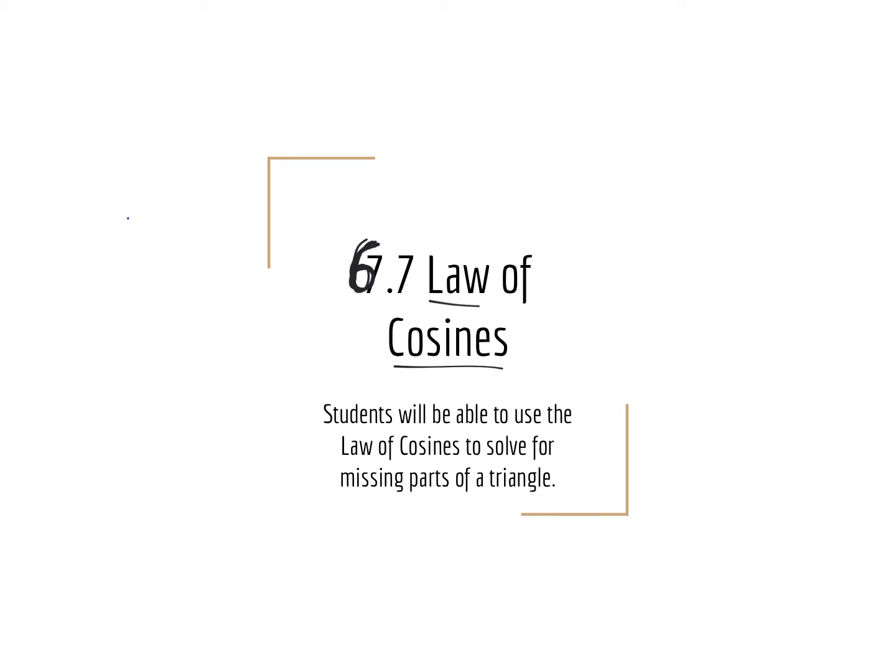And we're talking about the law of cosines. So previously we talked about the law of sines, okay? Now we're going to talk about the law of cosines. There is no law of tangents, for those of you that might be wondering. So it's law of sines, law of cosines. And we're going to use this to solve the missing parts of a triangle.